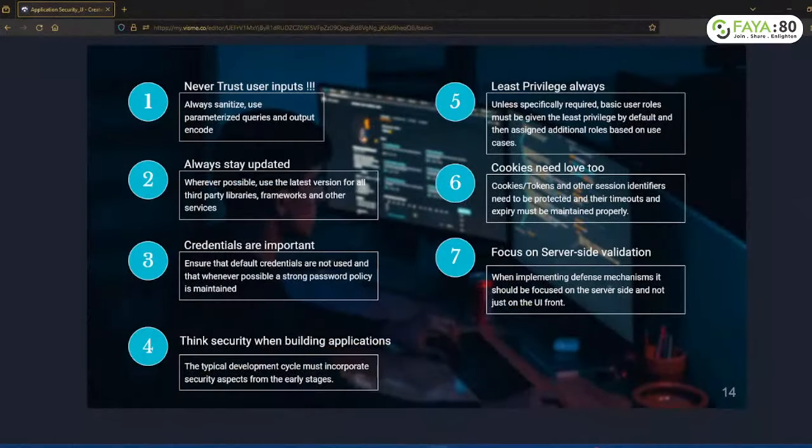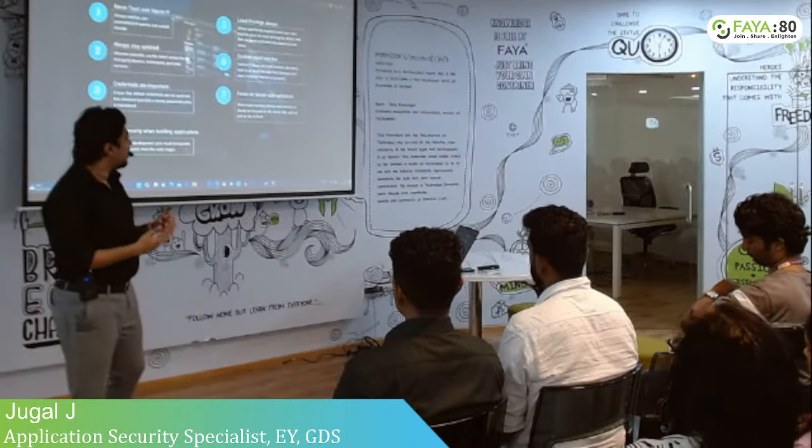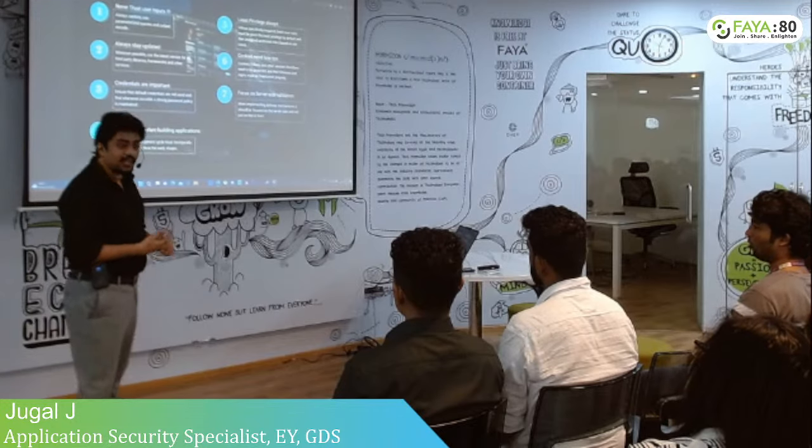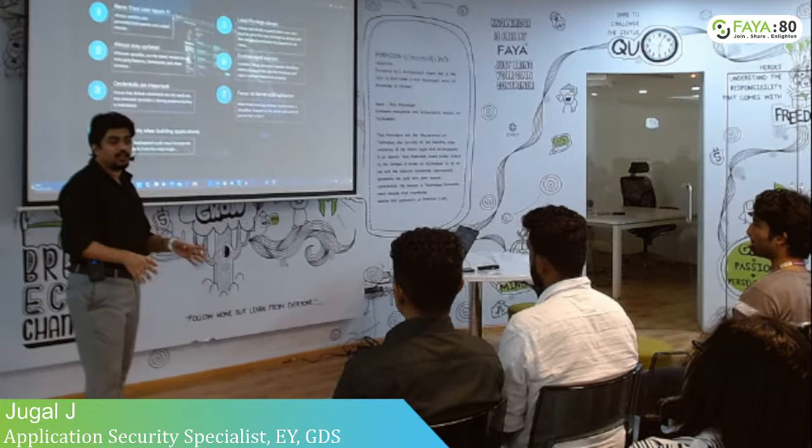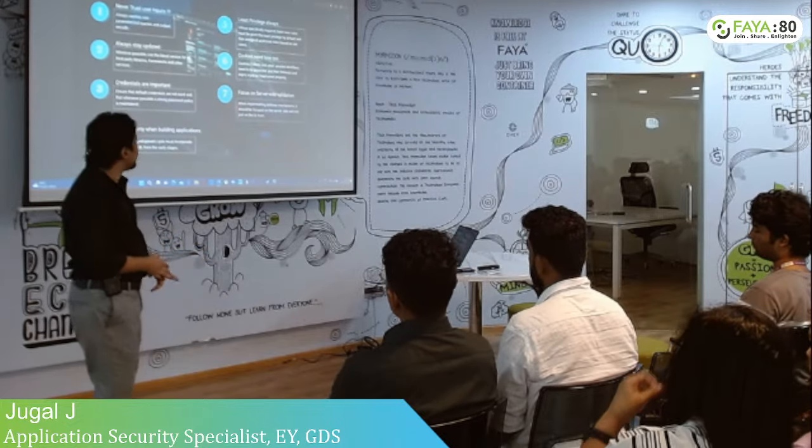And then cookies. Cookies are very important. I think we already discussed this too much, so I'm not going to go into it again. Make sure the timeout is there. You need to have an expiry set for the tokens, not just the timeout, so that after a certain while, it's definitely going to expire and you can't use it anymore.